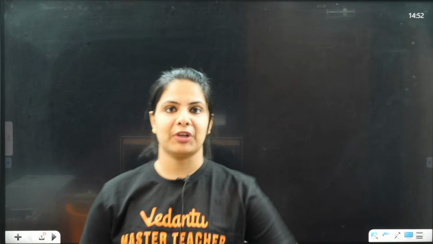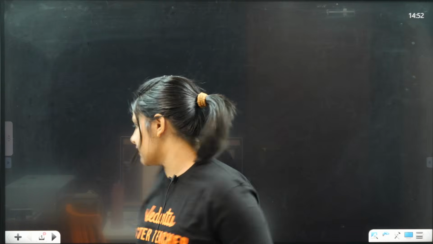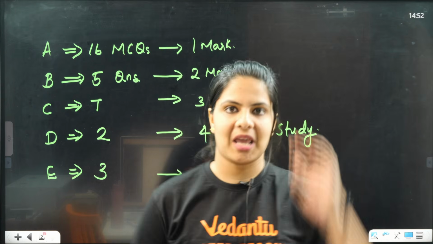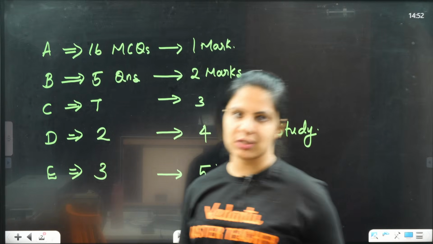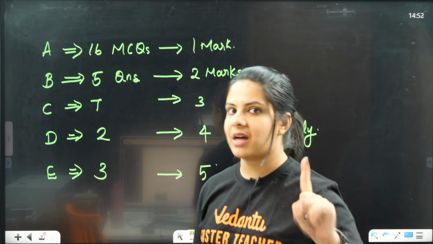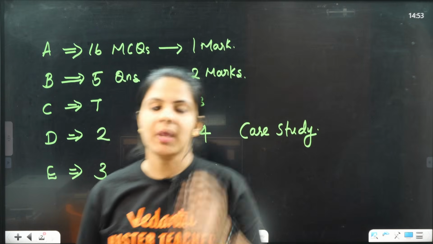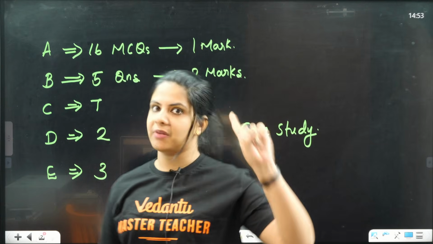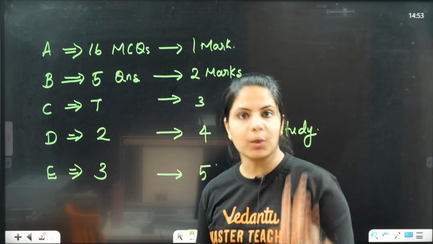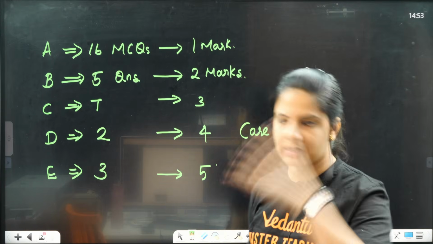Now we are going for the pattern. In the CBSE physics exam pattern, there will be 5 segments: A, B, C, D, E. In section A, there are 16 marks, that is 16 MCQs. Each question will have 1 mark. Second, section B will have 5 questions, with a weightage of 2 marks each.